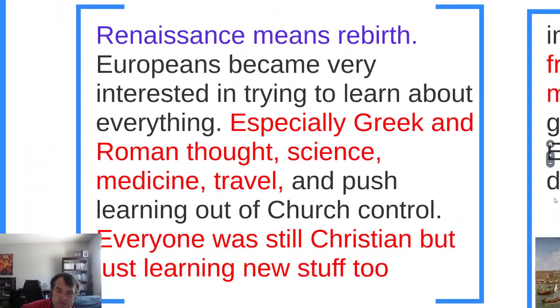So, Renaissance means rebirth. Europeans became very interested in trying to learn everything from the past, especially Greek and Roman thoughts, learn about science, medicine, travel, and they're finally pushing learning outside of the context of the Christian faith. For all the Dark Ages, the Christian faith ran everything about European thought, so this is the time where people are starting to think outside the box.